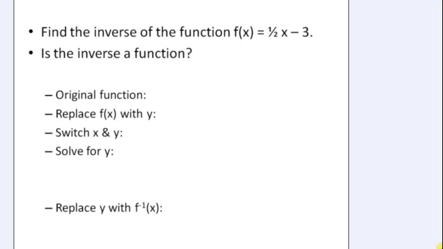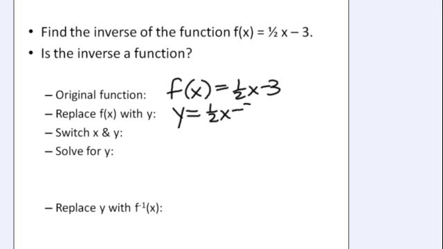All right, the original function, we have f of x equals 1/2 x minus 3. Then I can replace f of x with y, because f of x is just another way of writing the output or the y values. Then, just like in the previous example, I want to switch x and y, leave everything else where it is originally. And then I want to solve it for y, so I'll add 3 to both sides.